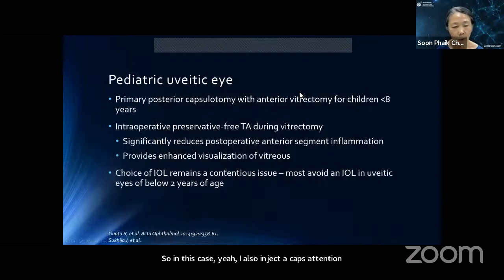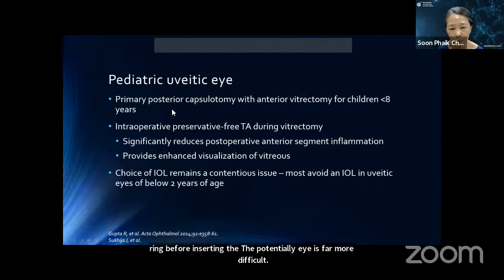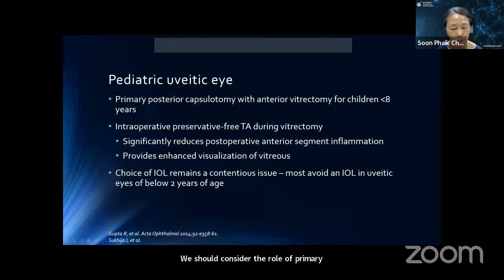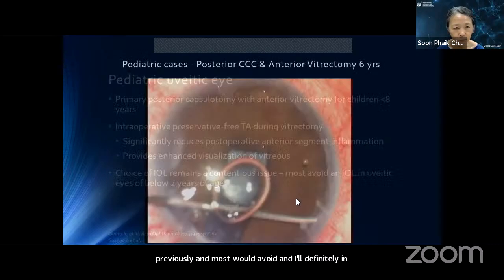The pediatric eye is far more difficult. We should consider the role of primary posterior capsulotomy with anterior vitrectomy when we're dealing with patients who are 8 years or less. I usually give intraoperative preservative-free triamcinolone during vitrectomy. It significantly reduces postoperative anterior segment inflammation and also provides enhanced visualization of the vitreous during vitrectomy. And the choice of IOL remains a contentious issue, as was already discussed previously, and most would avoid an IOL definitely in the uveitic eye in a child below 2 years of age.